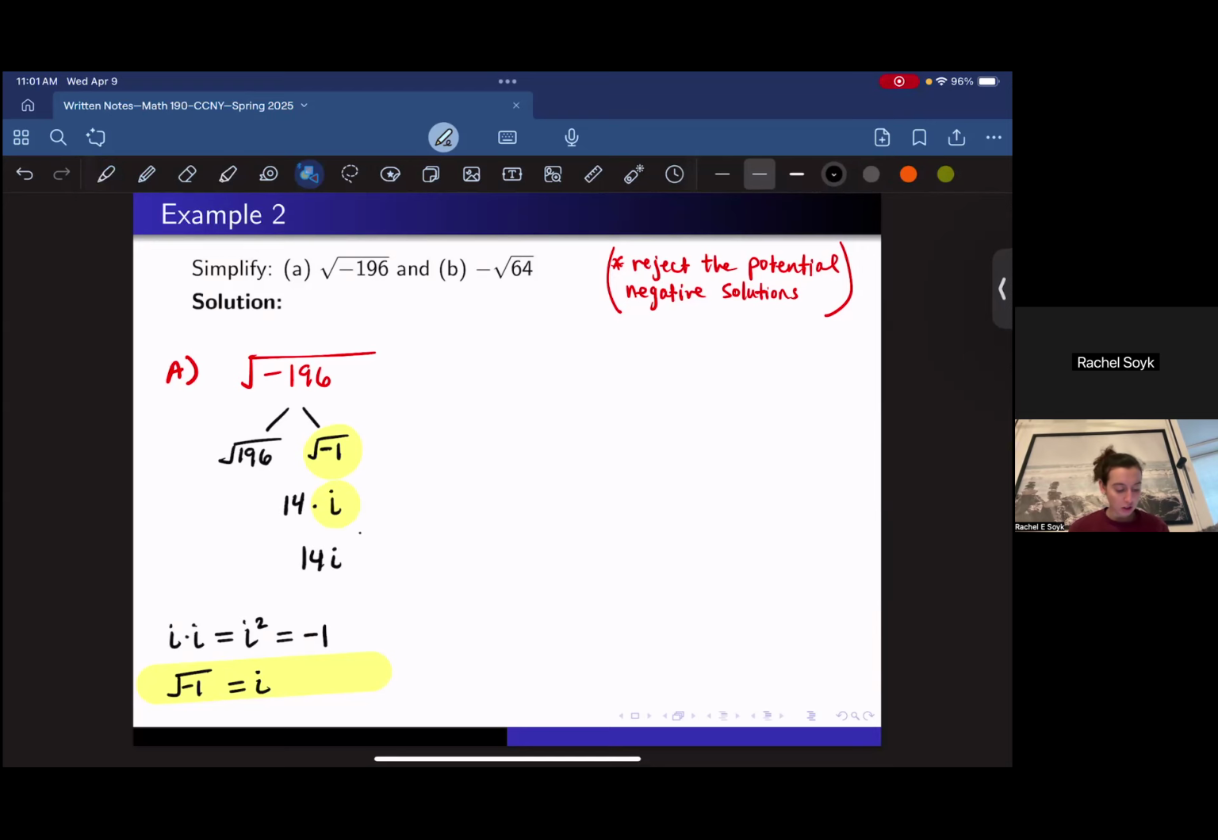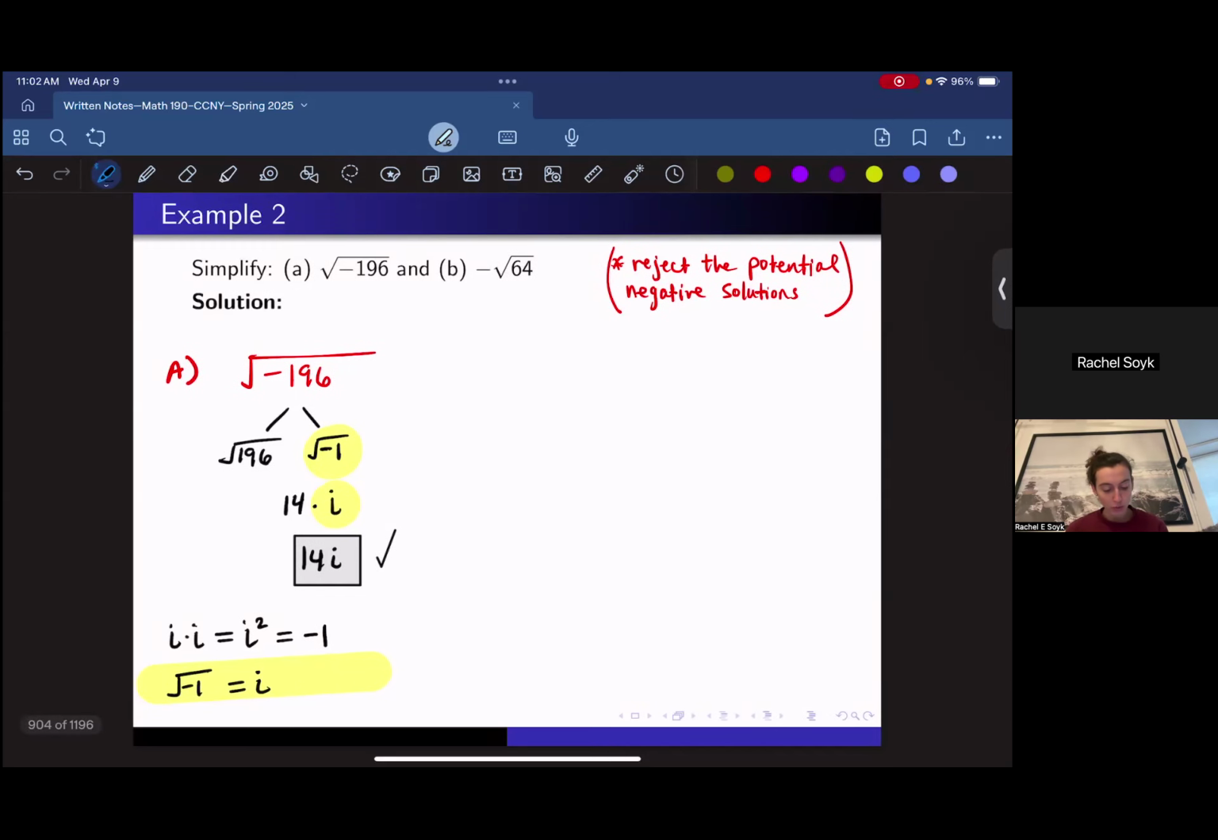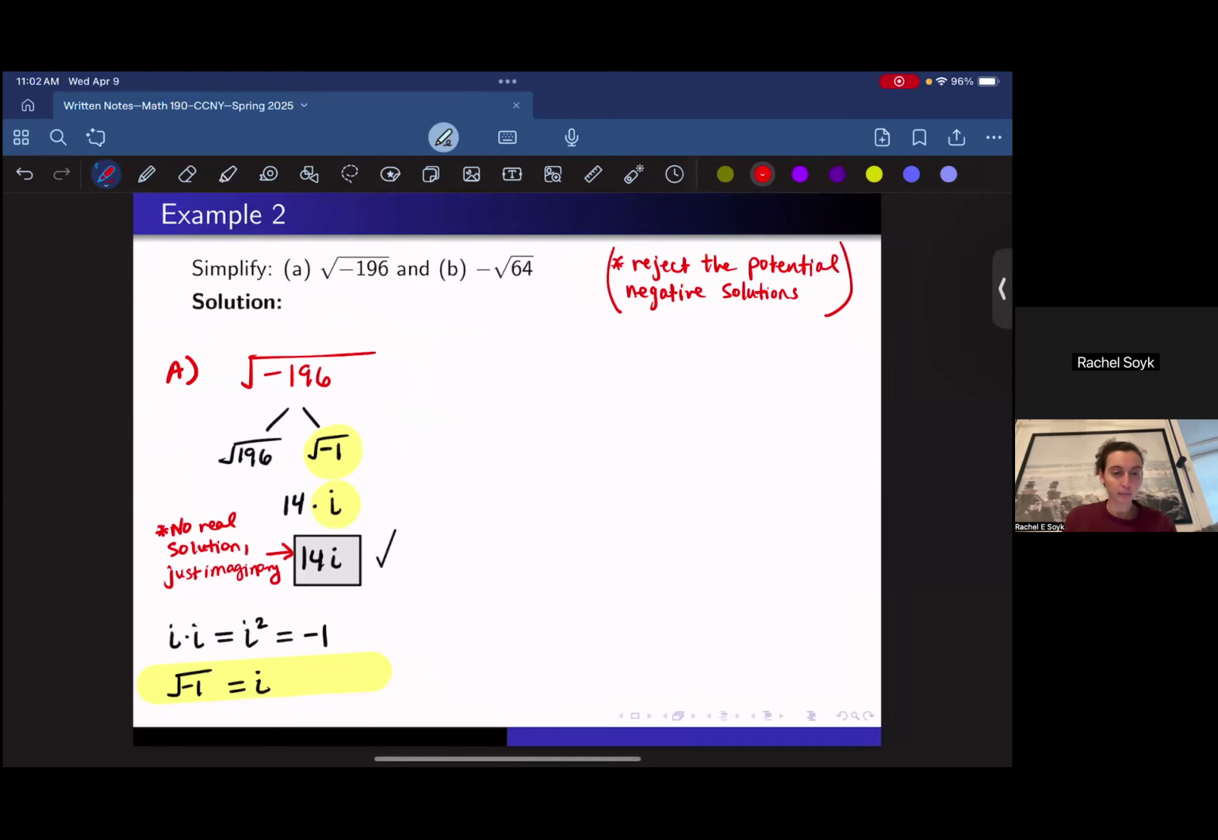We do want to mention, once again, there's no real solution here. Just imaginary. And what is our imaginary solution? It's 14i.